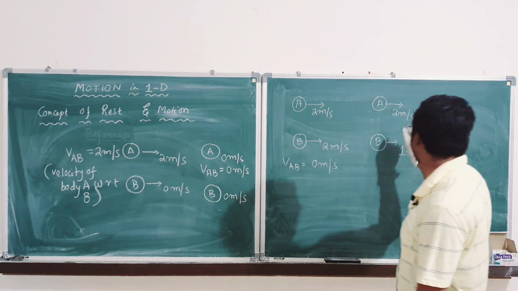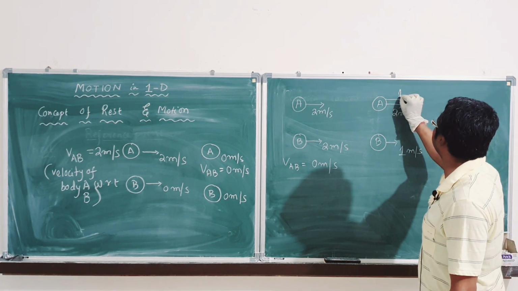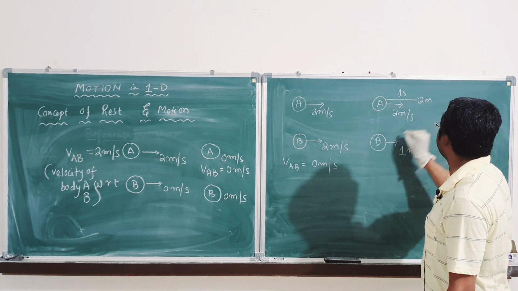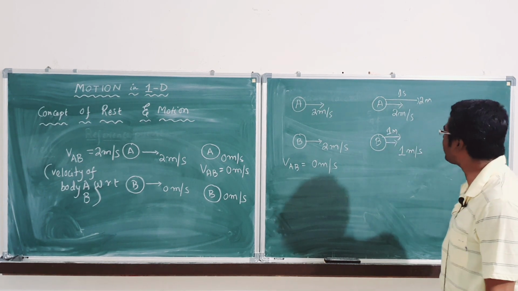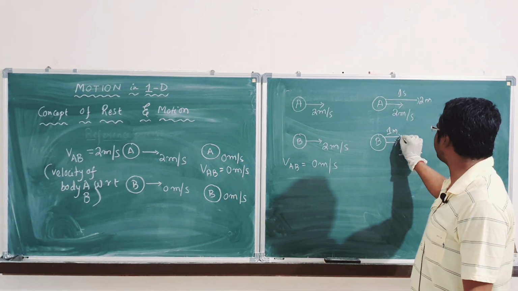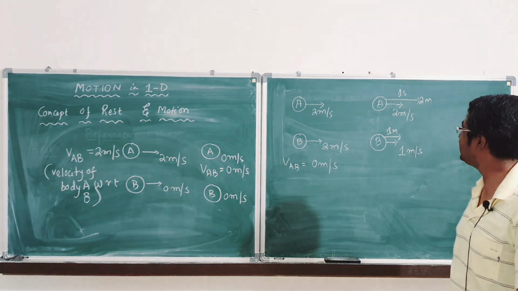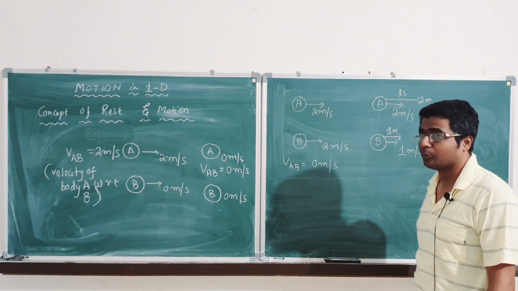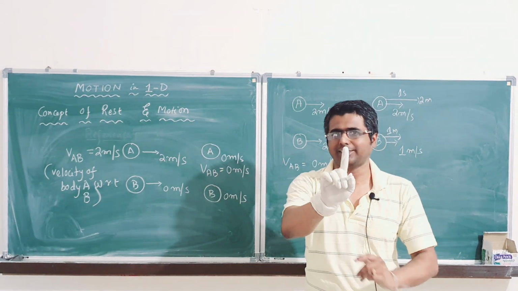So here A is moving 2 meter in 1 second. Suppose in 1 second A has moved 2 meter. In that 1 second B has moved 1 meter. So what is the difference? I am here at this moment. Difference is 1 meter. In how much time? 1 second. So what is the velocity of A at this moment? Because I could see A is 1 meter ahead of me in 1 second.